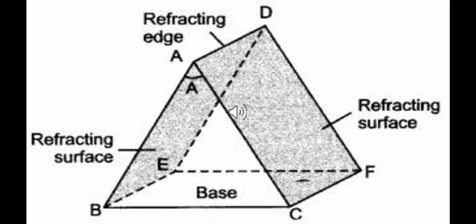Now, as you can see in this figure, a prism is a solid made of glass, and it has 3 rectangular surfaces and 2 triangular surfaces. As labeled there, the refracting edge and the refracting surfaces are all rectangular, and you can see the front and the back side are triangular. Therefore, a prism is a solid made up of 3 rectangular surfaces and 2 triangular surfaces. Okay, so we move to the next slide.